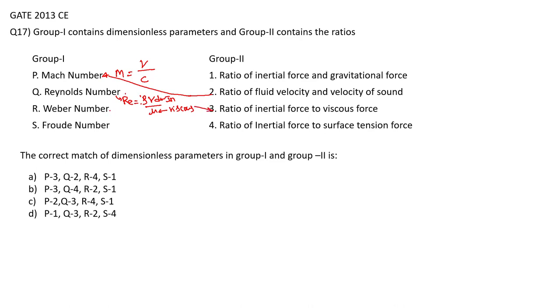What is the Weber number? Weber number comes when surface tension force is dominant. You should remember that if surface tension is there, then it's a Weber number only. So it will be 4. Then what is left out? 1 only. So what are the options? P2, Q3, R4, S1. Correct. Muralidharan, you are correct. Option C is the correct answer.